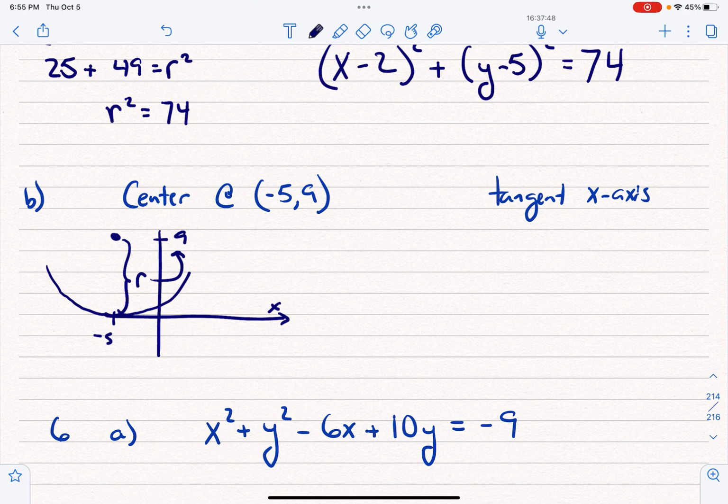So this one is just a riddle that you can easily figure out and say, it must be (x plus 5) squared plus (y minus 9) squared equals, the radius is 9, we square that, we get 81.